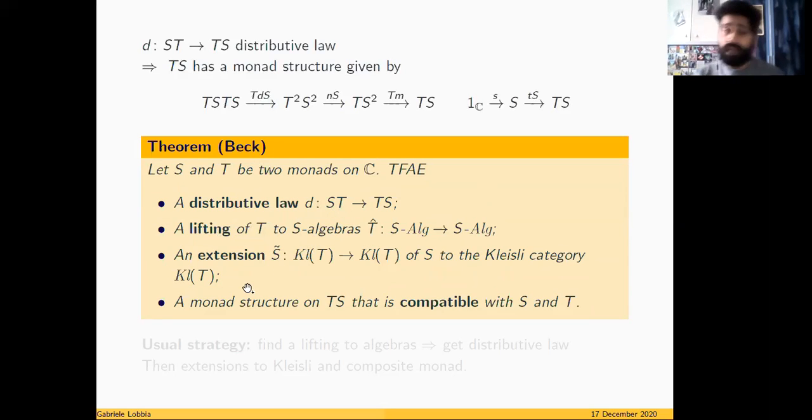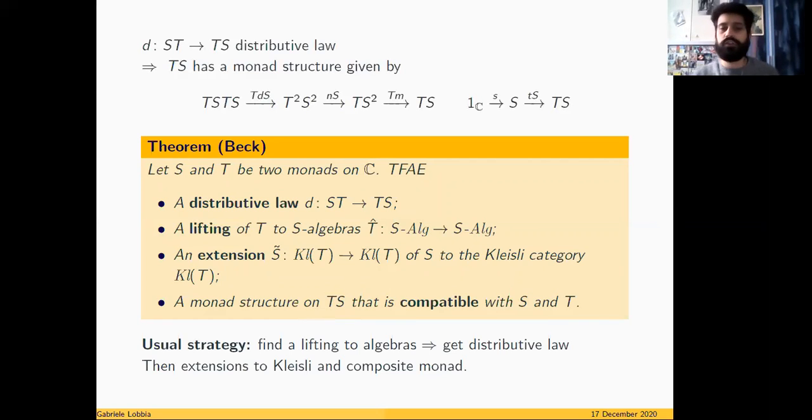And then finally, we also have an equivalence with a monad structure on the composition TS, which is compatible with S and T, which means just what we would expect. It means that the multiplication and the unit of this monad are given in some sense by the multiplication and units in S and T.